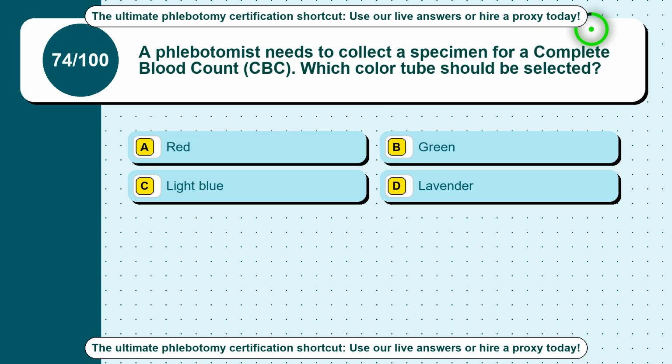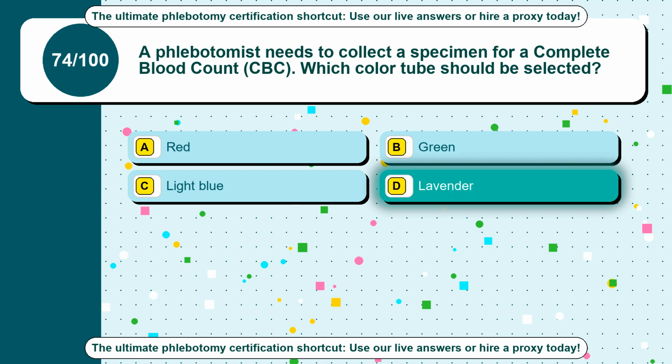Question 74. A phlebotomist needs to collect a specimen for a complete blood count, CBC. Which color tube should be selected? Option A, red. Option B, green. Option C, light blue. Option D, lavender. The correct answer is option D, lavender.